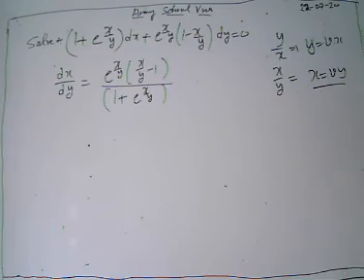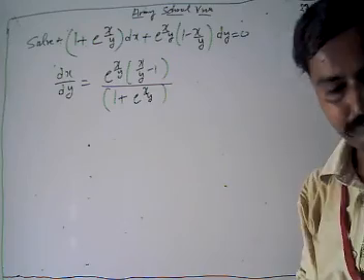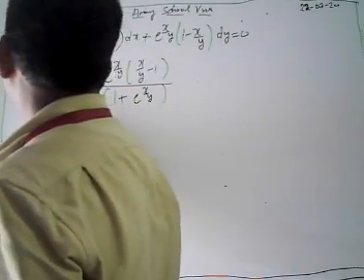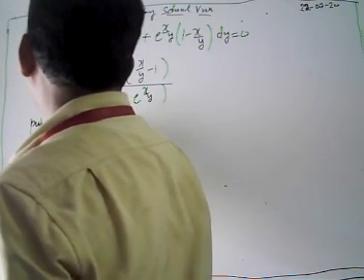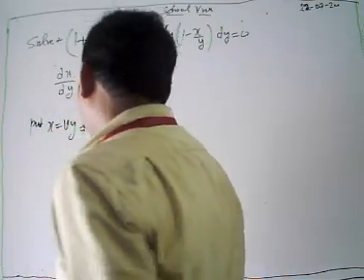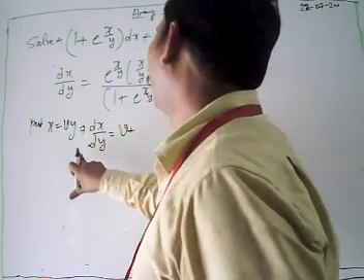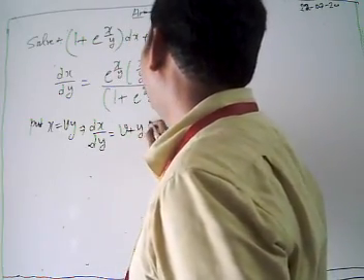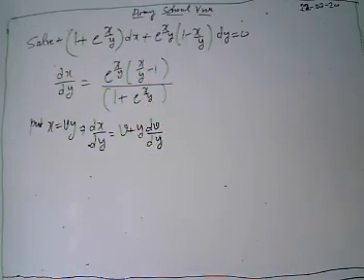Now we have to put x equal to vy. Put x equal to vy. Then what is dx by dy? Then dx by dy is equal to v plus y, differentiating with respect to y, v plus y dv by dy. Look, now it's the same. dx by dy is given by v plus y dv by dy.